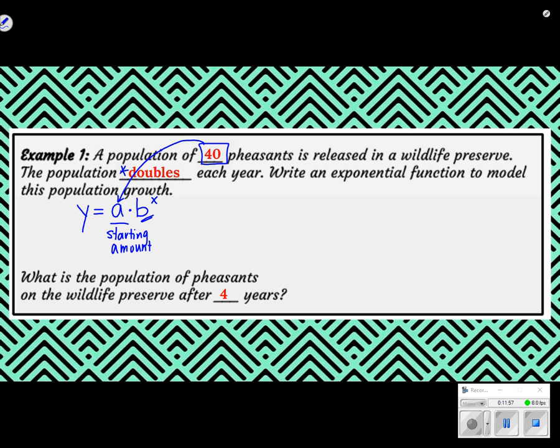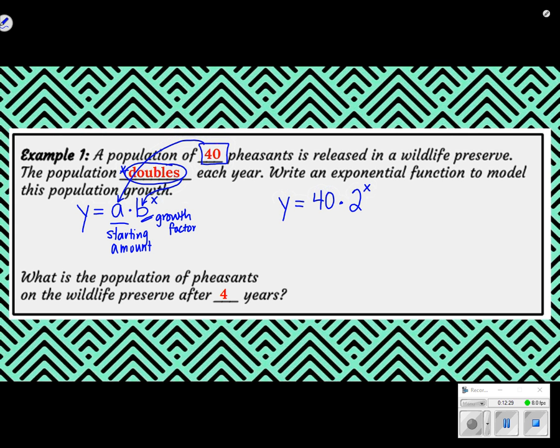B is how is it growing? How is it changing? This is our growth factor. That's what we're multiplying by each time. And so how is it changing? It's doubling every time. So the doubles, which will turn into a times 2, will be our b value. So here's your equation. y equals, how many pheasants did you start with? 40 times doubling is 2 times the x.